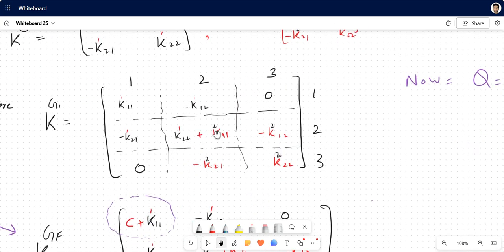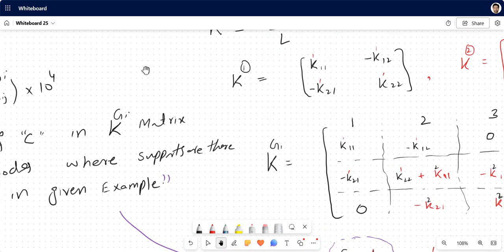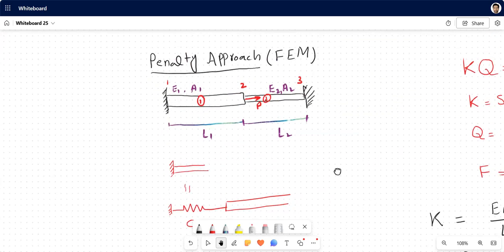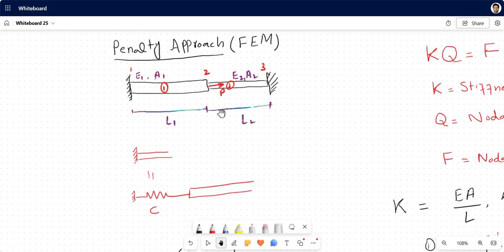So here we have added both of them, so this becomes our global stiffness matrix. So FEM is very simple till this point, but now comes the penalty approach. So what is penalty approach? To understand the penalty approach, let's look at this form. So let's see, this is a wrong example.